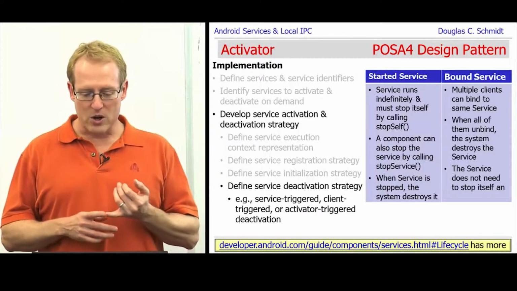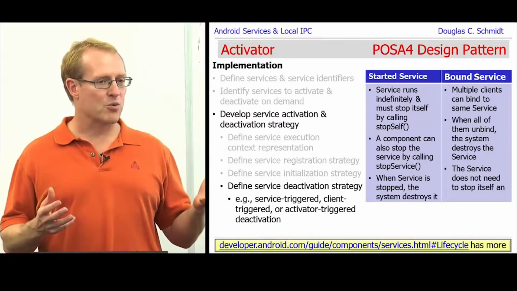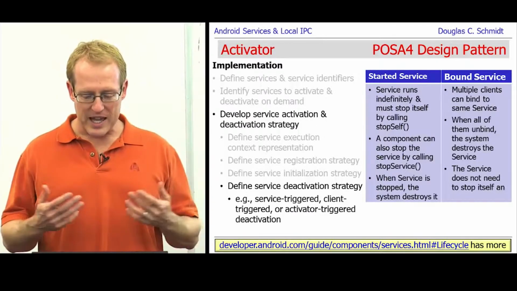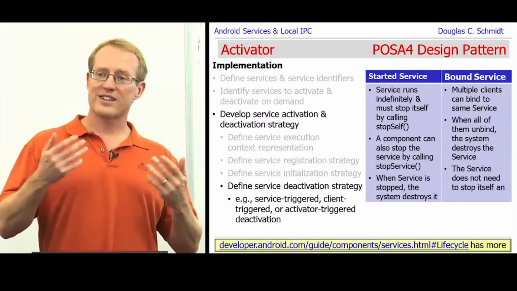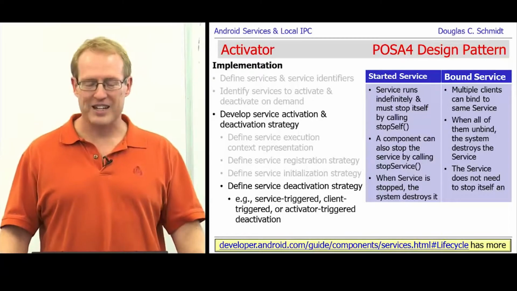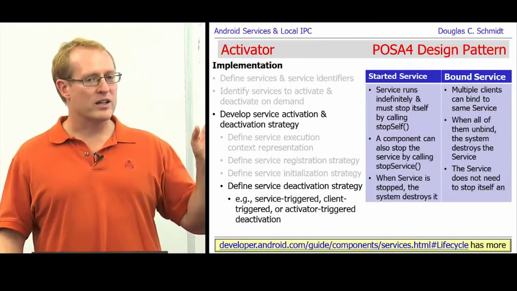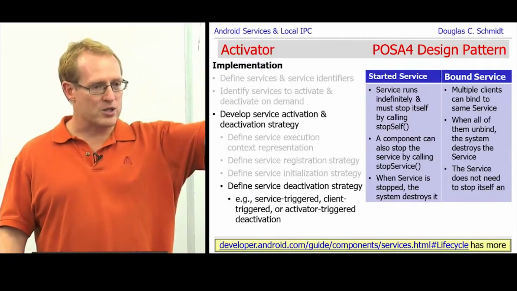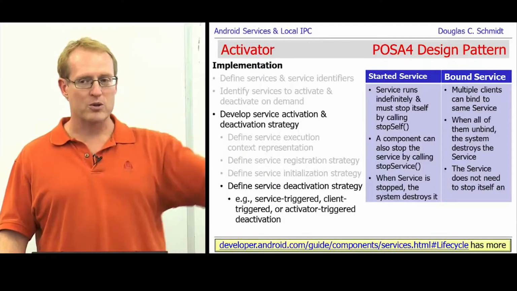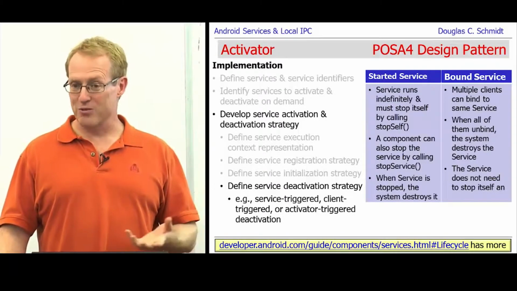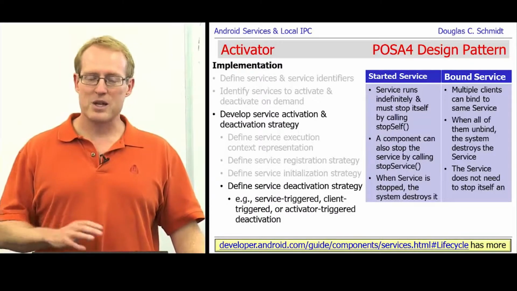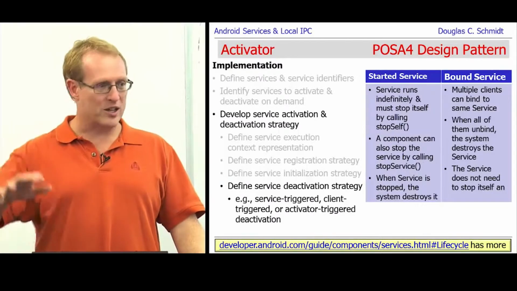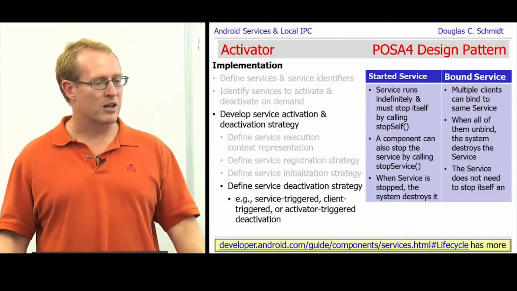So with started services, when the service starts to run, it'll run indefinitely, and it has to stop itself by saying stop self. So that's the service-triggered deactivation model. Or another component could say, service, I want you to stop yourself. So that's a client-triggered approach. And of course, the Android runtime system might start to notice that memory is getting low, and it may say, hey, you got to shut yourself down. So that's kind of the activator-triggered model.